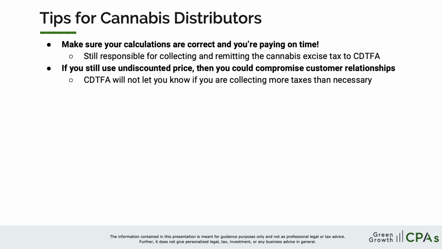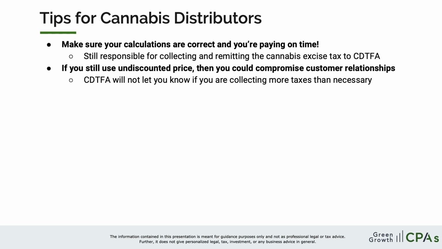If you continue to calculate your cannabis excise tax by using the undiscounted price, then you could compromise customer relationships, especially with those big accounts when you're moving a lot of units. Yes, $1 is not a big amount on one unit, but again, when you're moving thousands of units at a time, that can add up over time. And potentially this could result in thousands of dollars in over-collected taxes.